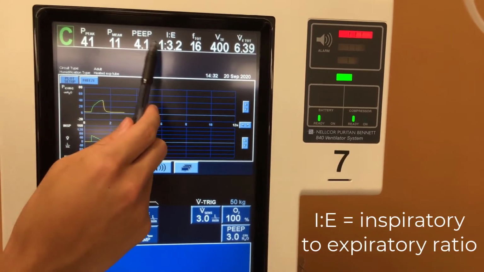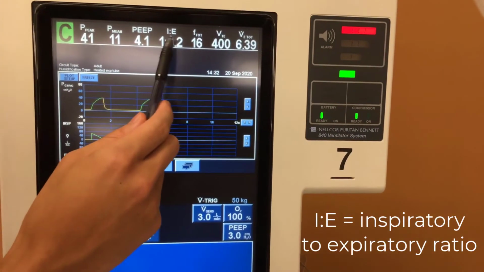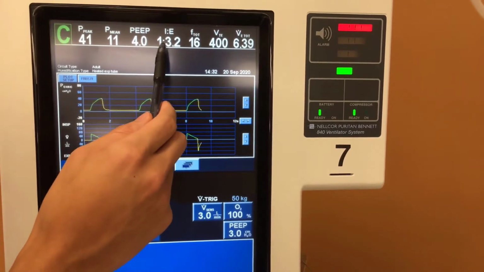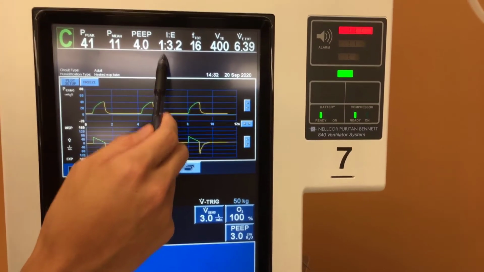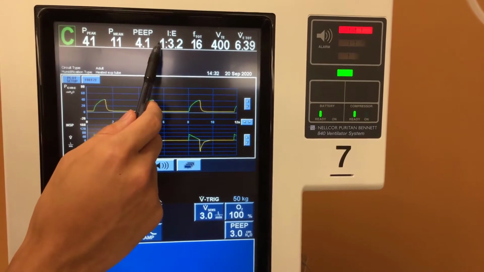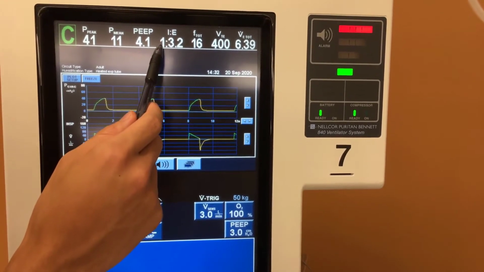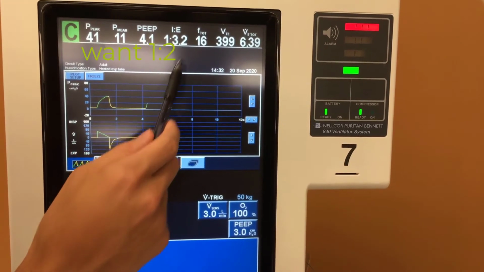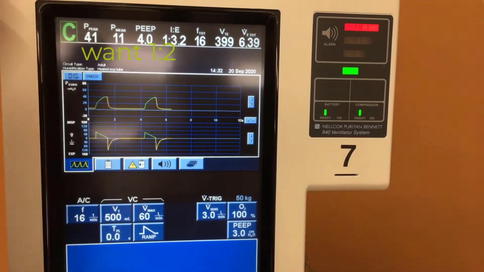Next, we have the IE ratio, which is the inspiration-expiration ratio. So what this is saying is that in 4.2 seconds, 1 second is being spent inspiring, and 3.2 seconds is being spent expiring. And generally, we want this to be about 1 to 2.